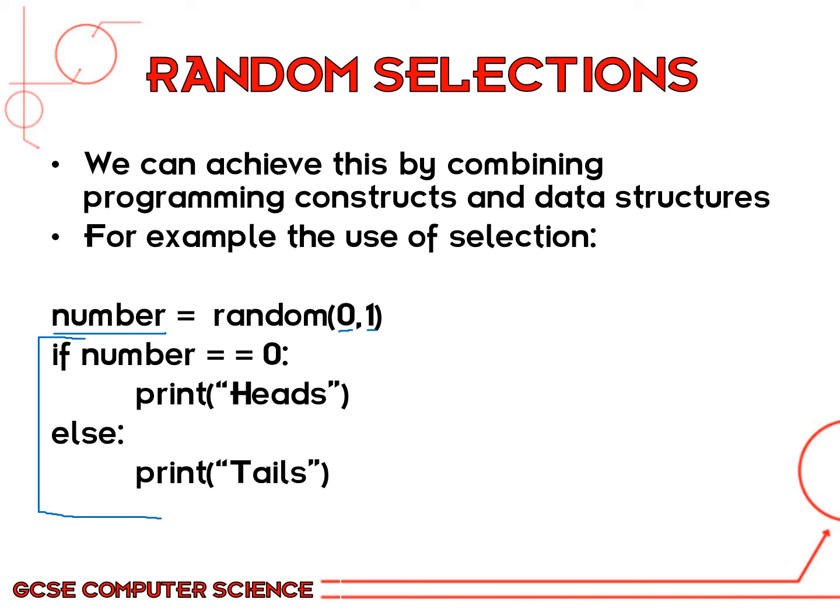So straight away, as a little recap, the way to spot selection is to look for the word if or else or both. We know that this is part of a selection programming construct now. If our variable is equal to 0, then we're going to output heads. If it's equal to 1, then it's going to output tails. So we've used a numerical value to decide on an output.